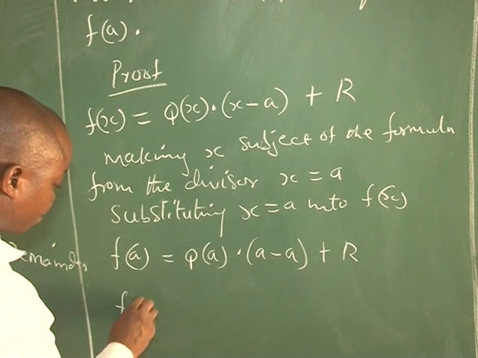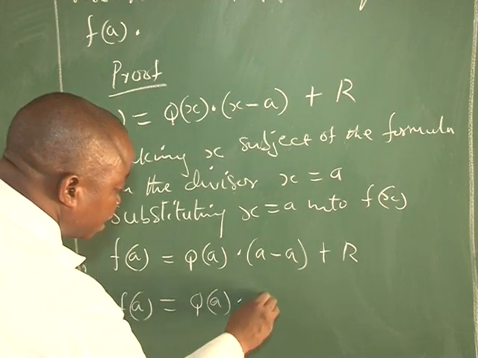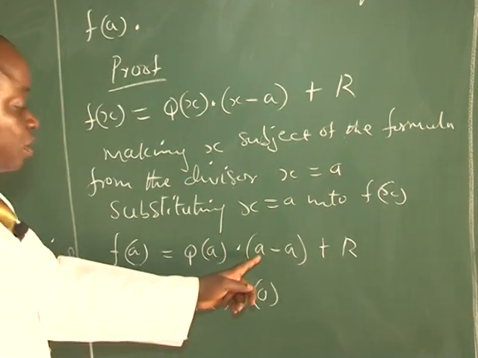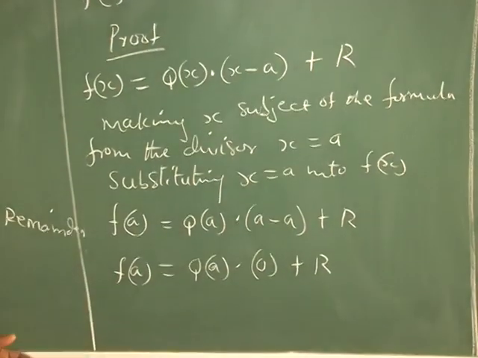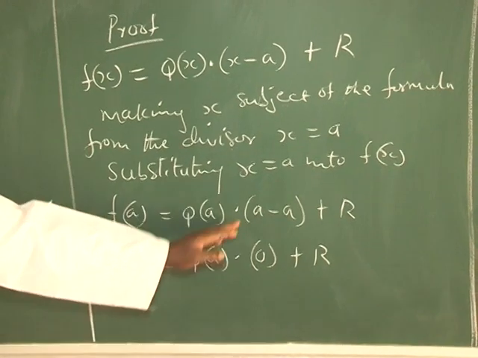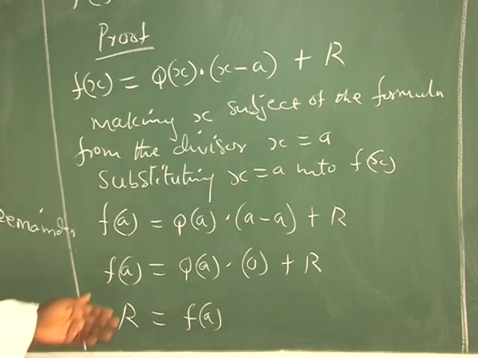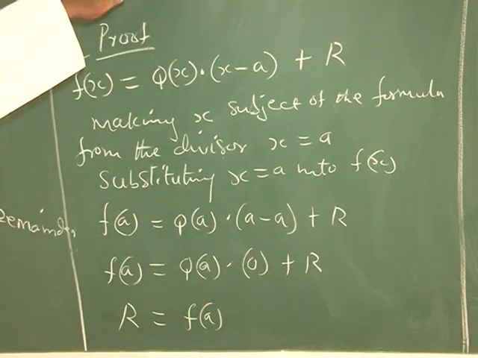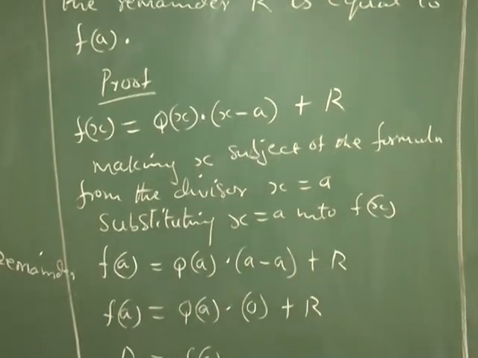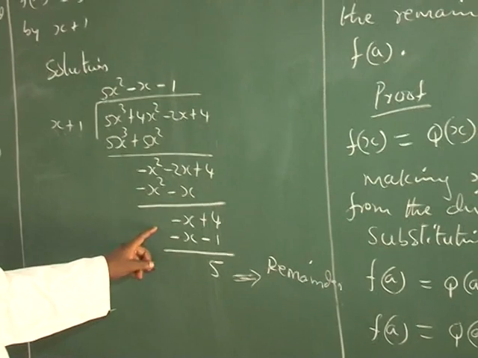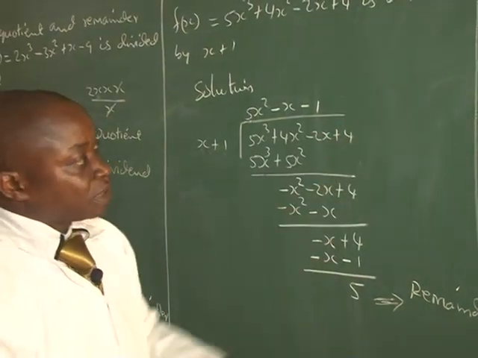See that f of a will be equal to q of a times 0. How? Because a minus a is 0, plus r. So what it means is that by 0 times q of a, what we have is that r equals f of a, or you say f of a equals r, which is what this theorem states. Okay, we want to apply it. Now, we'll take it from this question. Even with this, we can also apply it to see the relationship, what the remainder theorem talks about.